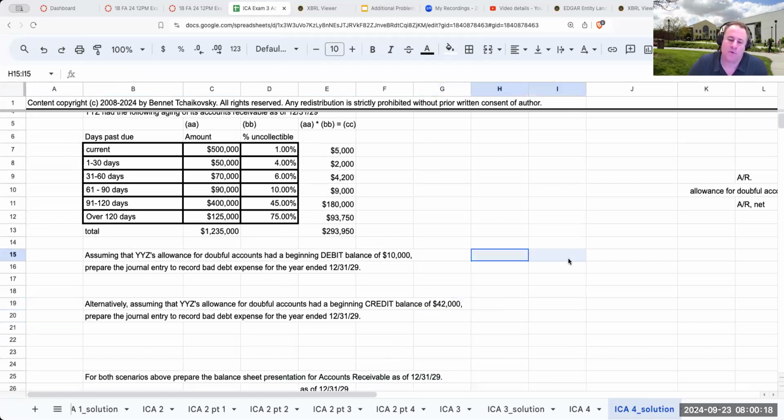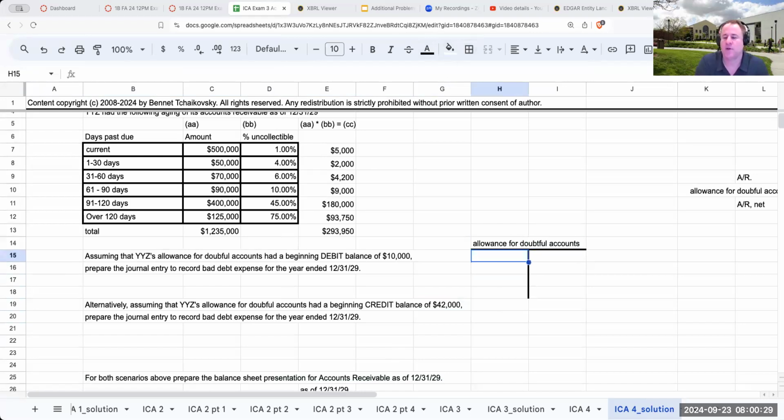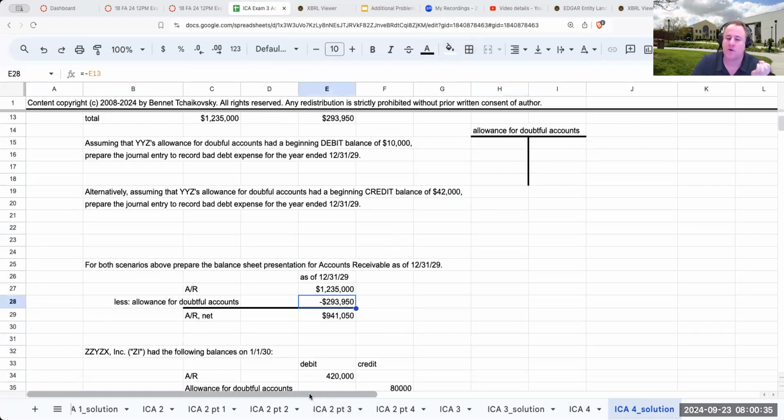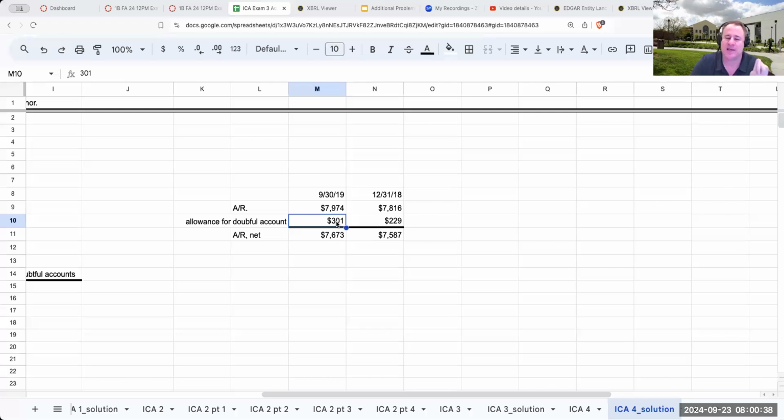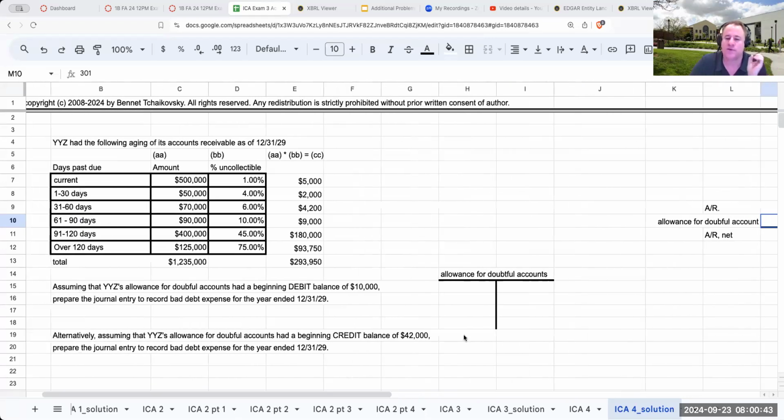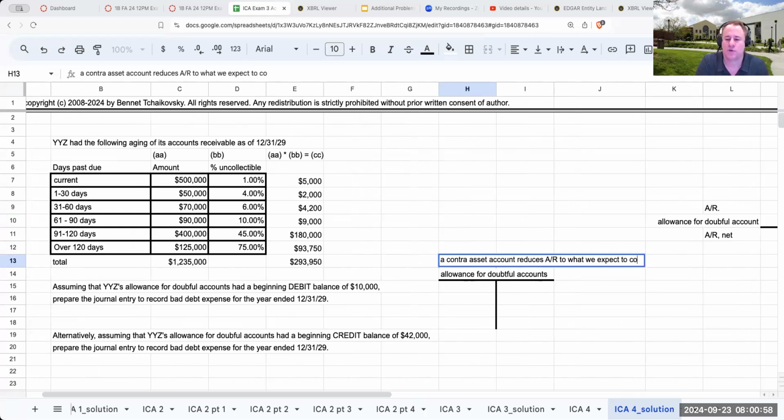So what I'm going to do is look at my allowance for doubtful accounts. My allowance for doubtful accounts is what we call a contra asset account, right? This has a negative balance. It's not a liability, rather, it's reducing an asset, very similar to accumulated depreciation. So this is a contra asset account that reduces AR to what we expect to collect.